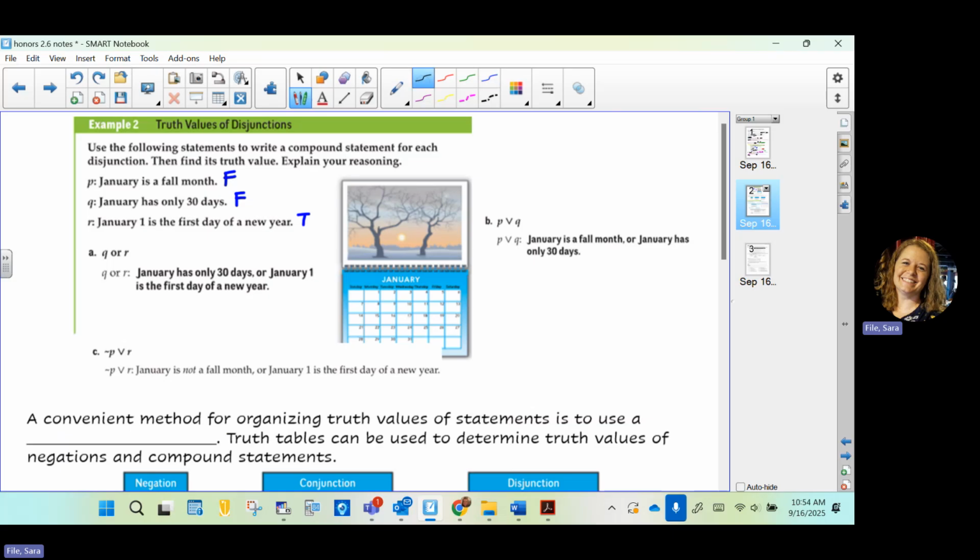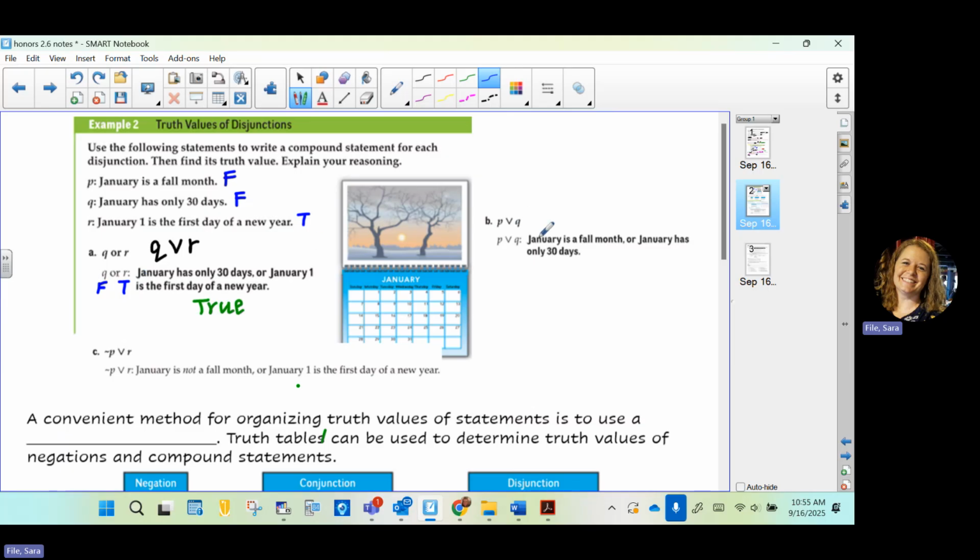Okay, so this first one asks me to write Q or R. So again, just to practice, I'm going to put the symbolism. So it would be Q or R. So written out, that would be January has only 30 days, or January 1st is the first day of a new year. So is one of those true? Yes. So the statement is true. And again, if you need to put it over here, Q was false, but R was true. So as long as one of them's true, the disjunction is true.